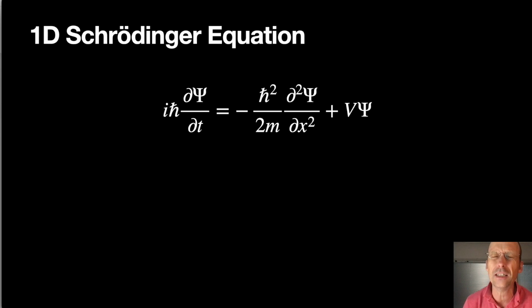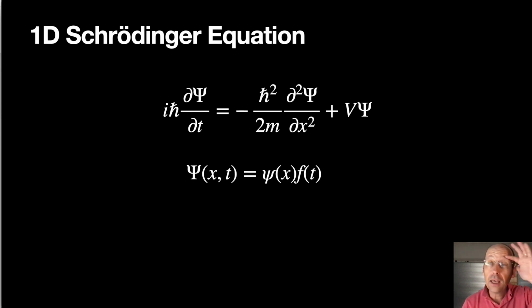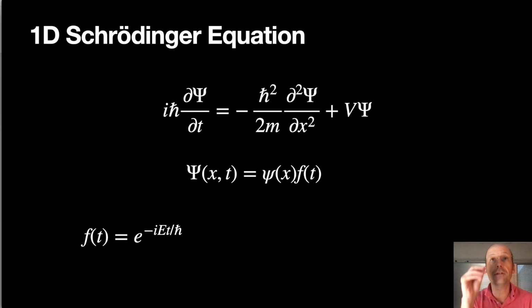I'm going to go through this super fast because that's not really the point here. Here's the one-dimensional Schrödinger equation. Now, it depends on both time and space, but I can write the wave function as a product of a space part and a time part. If the potential does not depend on time, then I get an equation with one side that depends on time and one side that depends on space, and the only way that can be true is if both sides are equal to a constant.